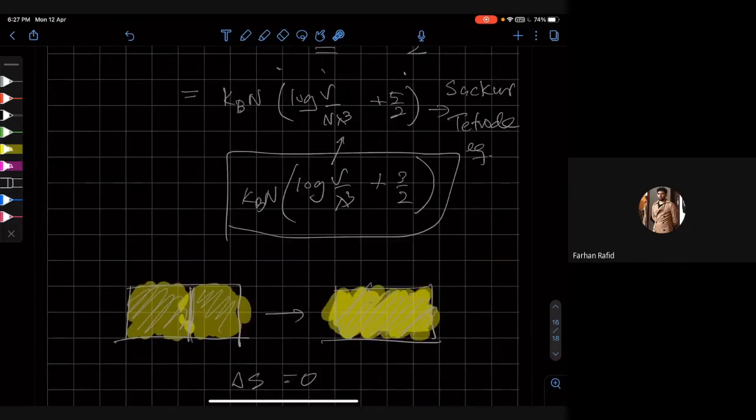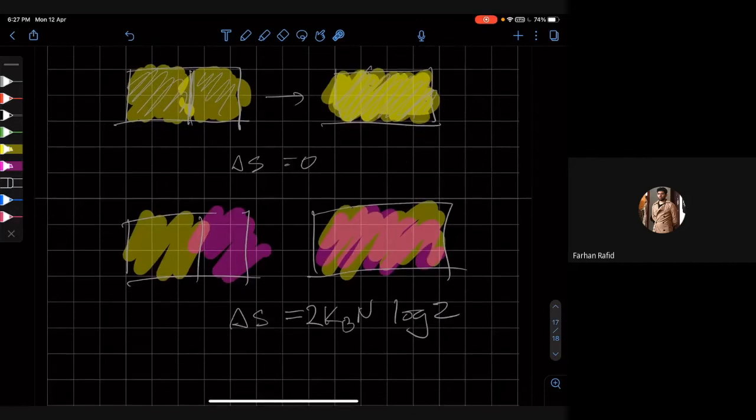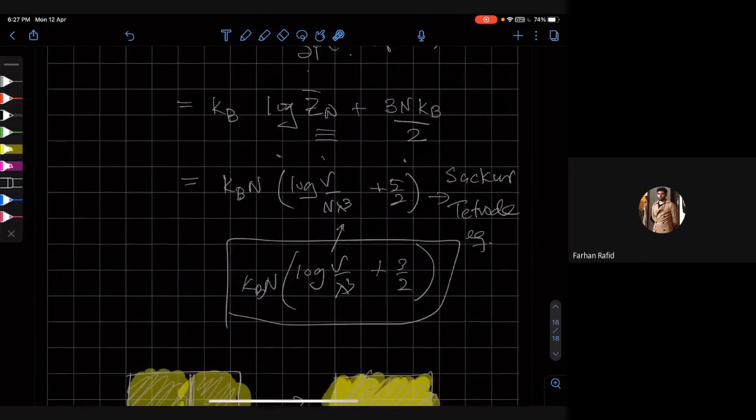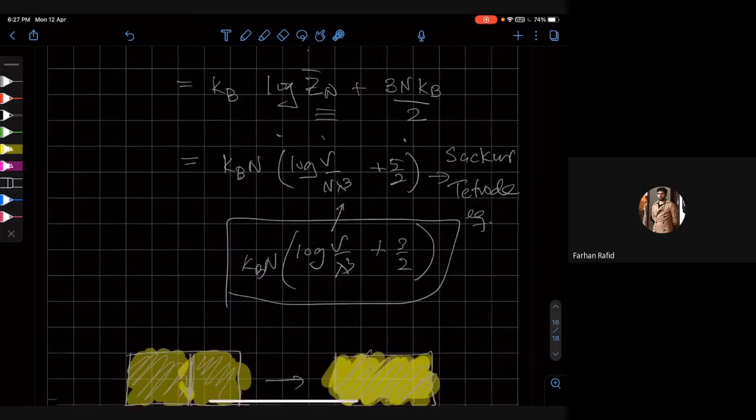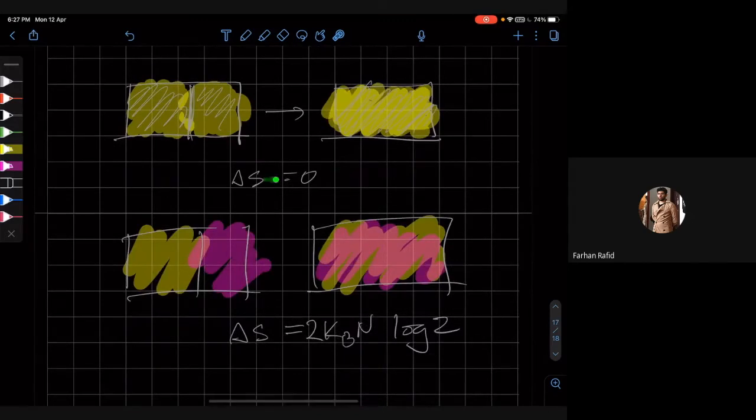And if I were to use this formula, then they would actually be the same. These 2 cases would be the same. But if I use the Sackur-Tetrode equation, then we can show that this is different from this, because in this case, this is truly indistinguishable, whereas here, it is distinguishable.